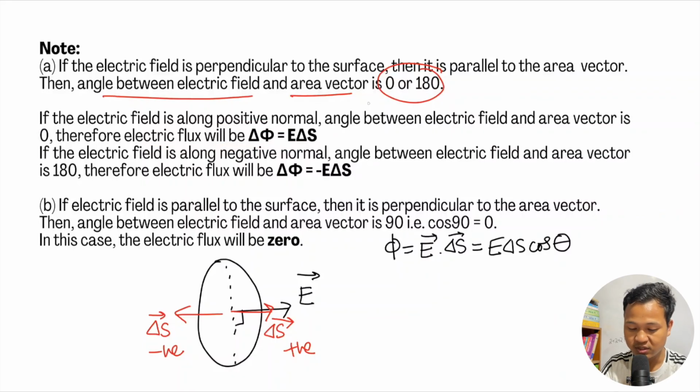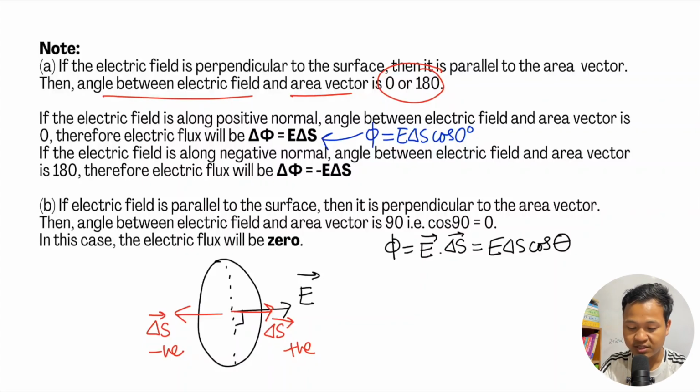So in this case, phi equals E into delta S into cos 0 degree, and cos 0 is 1. Therefore you will have this relation: E delta S.